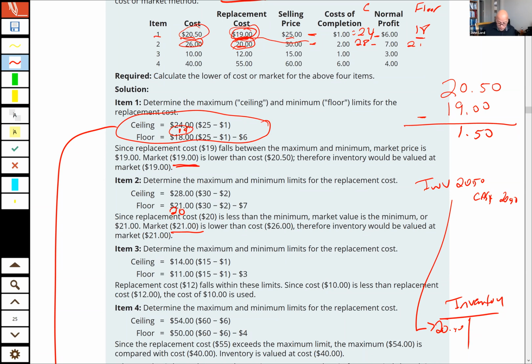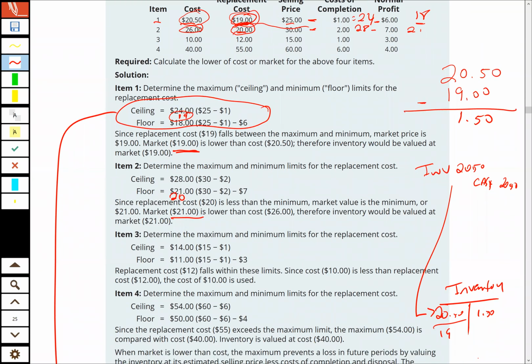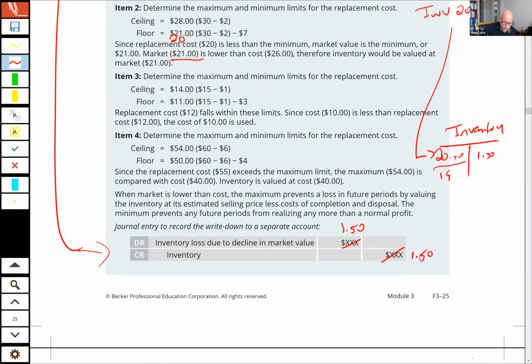If I want it to be 19, then I have to credit this what? I have to credit this $1.50. Now the balance is 19, isn't it? Isn't that what I wanted? Lower cost or market, I've got it at the lower market. If it turned out that the market was higher, I don't do anything. I don't have to do anything at that point. Okay. All right, now that's lower cost or market method.